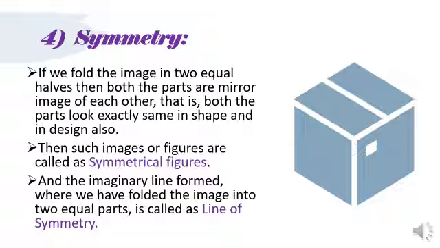And the imaginary line formed where we have folded the image into two equal parts is called the line of symmetry. Let us understand this with examples.